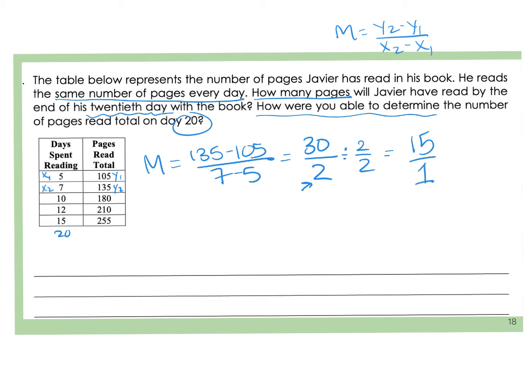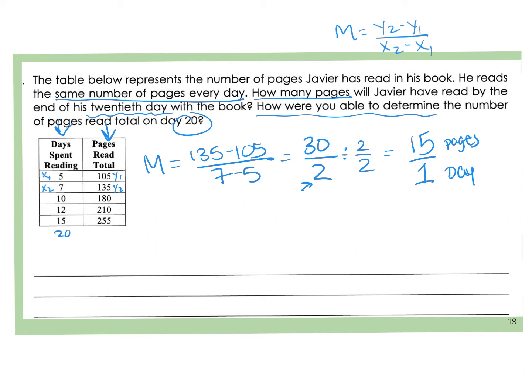Now it's a slope. Now it's a unit rate. 15 what? 15 pages. That's my Y, right? Y stands for pages. 1 what? 1 day. So every day he's reading 15 pages, okay? And he started at 0. So how do I figure out where he'll be on day 20?